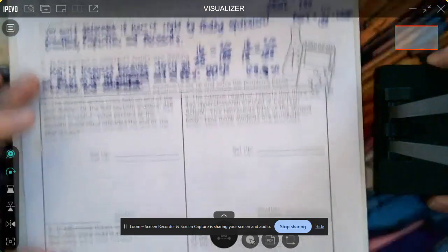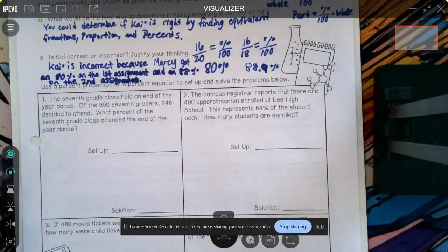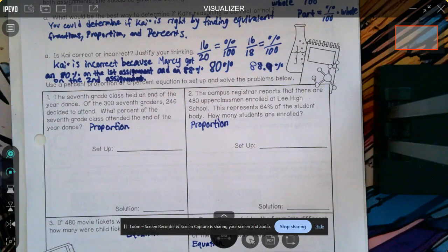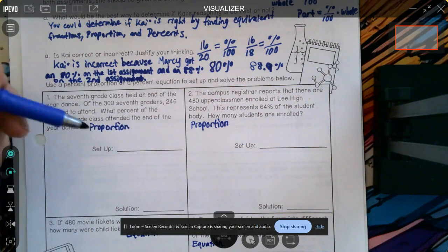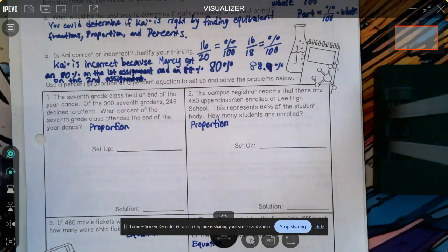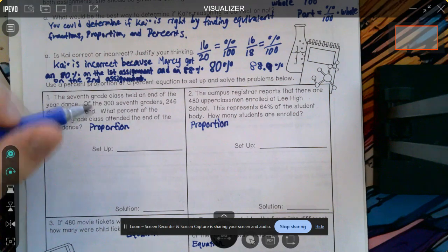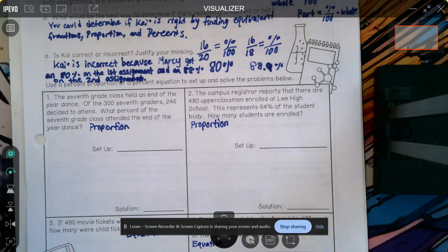All right, pause the video and read number 1. All right, so you read number 1. We're talking about 7th grade and 8th grade dance attendance at a 7th grade class end of the year dance. Numbers 1 and 2, we're going to set up a proportion. I'm going to do number 1 with you. You're going to do number 2. So here we go. Of the 300 7th graders, 246 decided to attend. We need to find the percent.